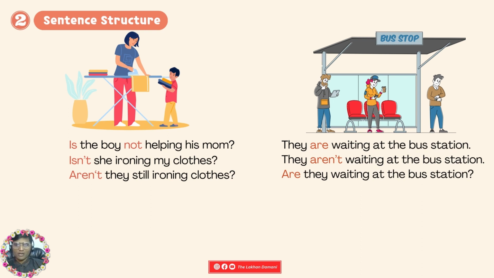Here, they are waiting at the bus station or bus stop. They aren't waiting at the bus station. Are they waiting at the bus stop? So these are questions, right? I did not write more. I have only written here one of them, which is, are they waiting at the bus station? And this is an interrogative. But there are three simple examples. Let's say in simple words.